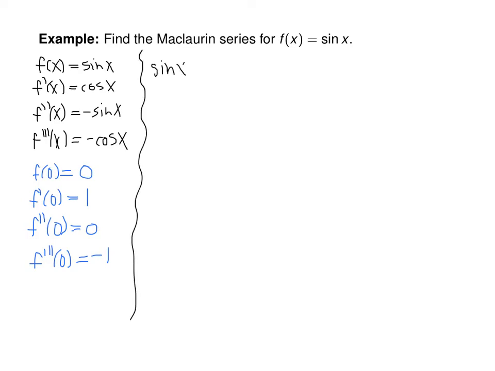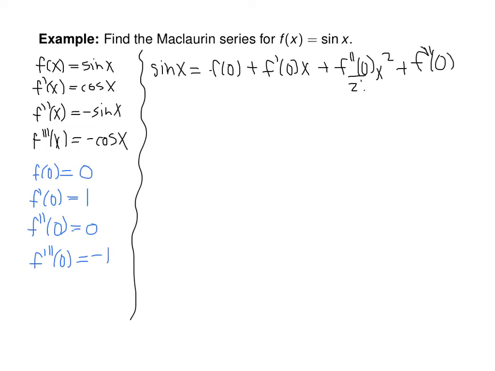Alright, so we'll have sine of x is equal to the Maclaurin series f of 0 plus f prime of 0 times x plus the second derivative at 0 over 2 factorial x squared plus the third derivative at 0 over 3 factorial times x cubed, etc. So f of 0 is 0, f prime of 0 is 1. The second derivative at 0 is 0. The third derivative is negative 1.